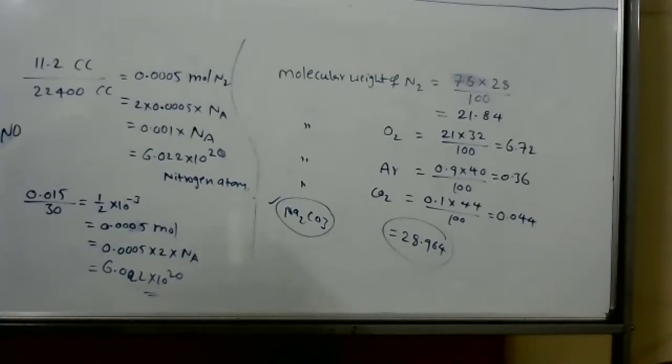So that means if you take 22.4 liters of gas, a mixture having 78% nitrogen and some amount of oxygen, argon and carbon dioxide, the total weight will be 28.966 grams.